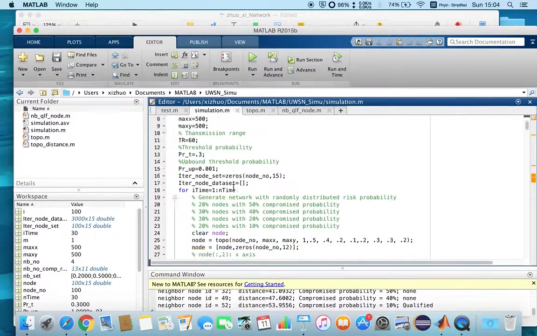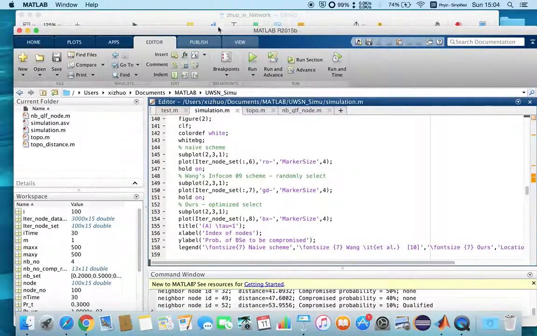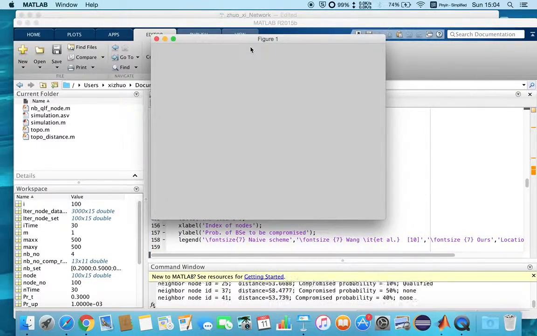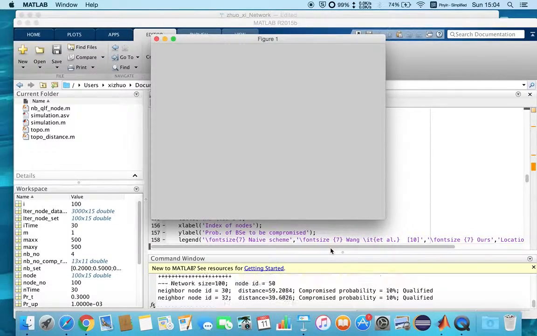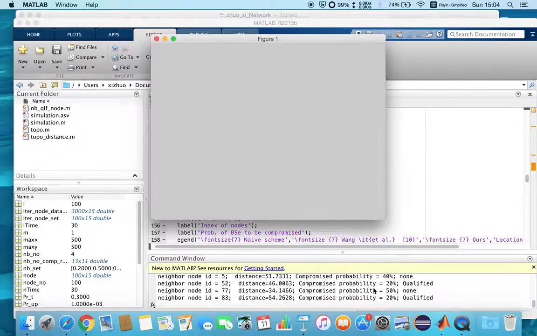And this is the simulation code. It contains 3 schemes. Let's run the code. You see the result is running. As we can see, it is dynamic here. You can see it generates the nodes, shows the distance, shows the compromise probability, and shows whether it's qualified or not.